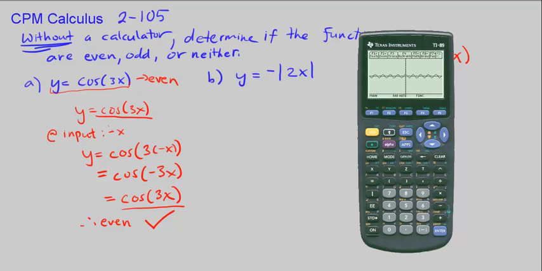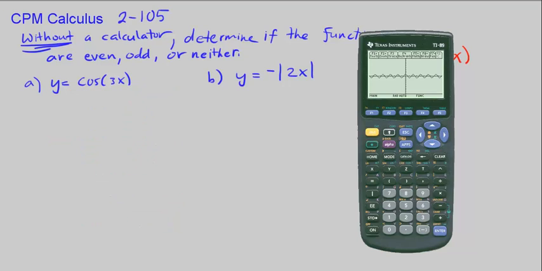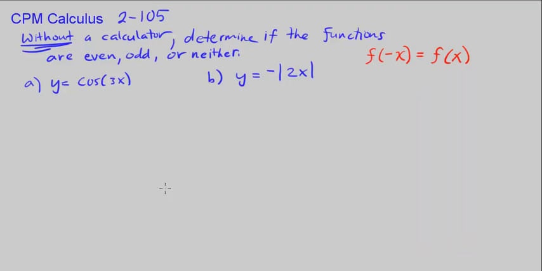All right, so now let's do B. Part B, we're given y is equal to negative absolute value of 2x. So at the input of negative x, what do we have? We have y is equal to negative absolute value of 2 times negative x. And that's equal to negative absolute value of negative 2x, since 2 times negative x is negative 2x.